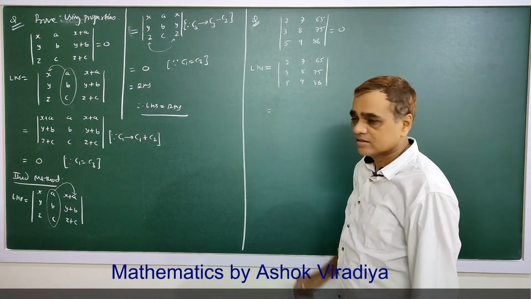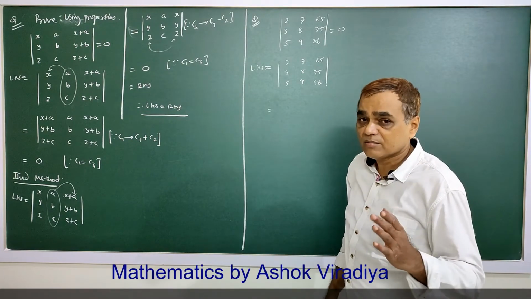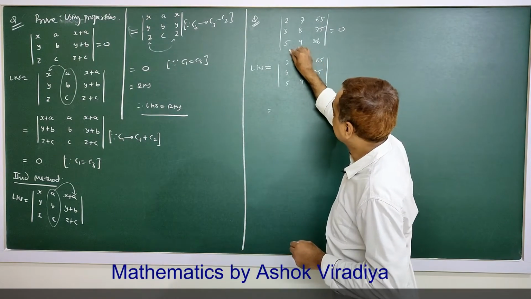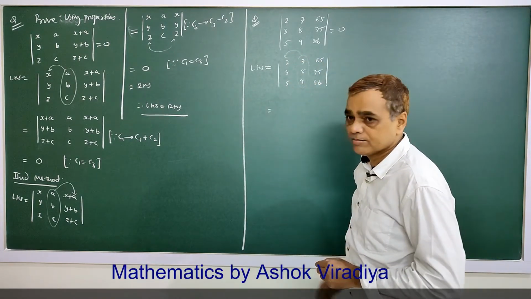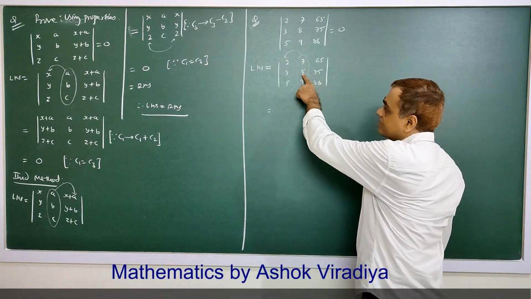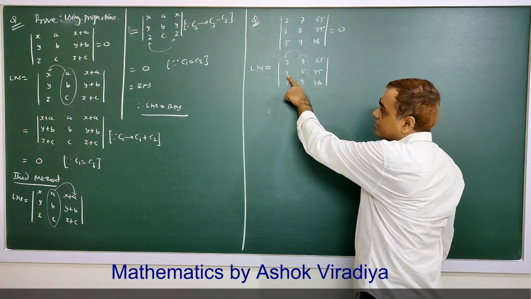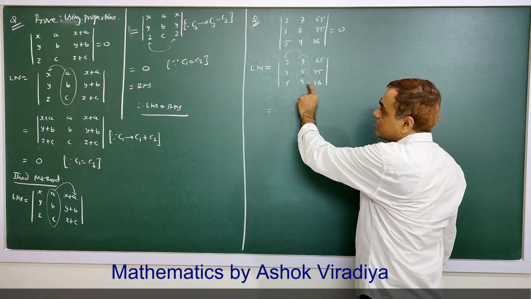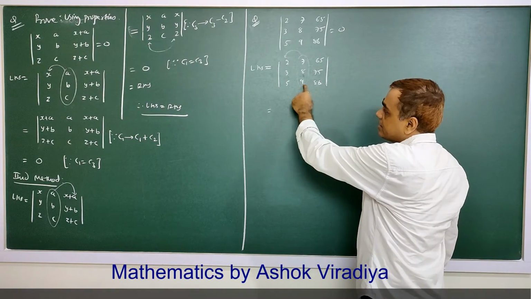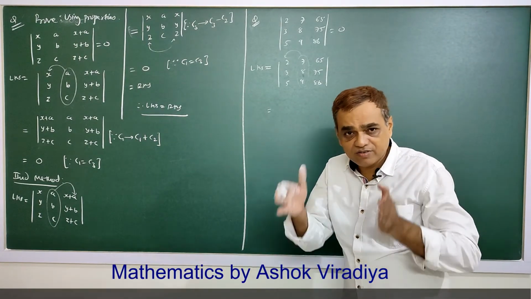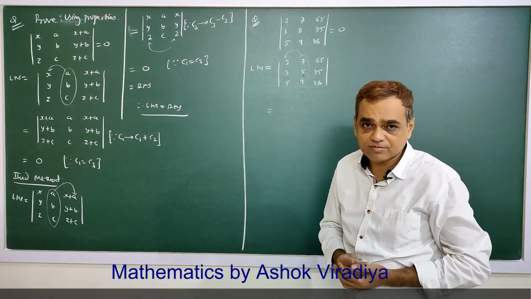So this is done. But we can't multiply any one element, we multiply the whole column by 9 and add in the first column. Check for the second: 8 into 9 is 72, 72 plus 3 is 75. 9 into 9 is 81, 81 plus 5 is 86. So we are getting the first and third column the same.